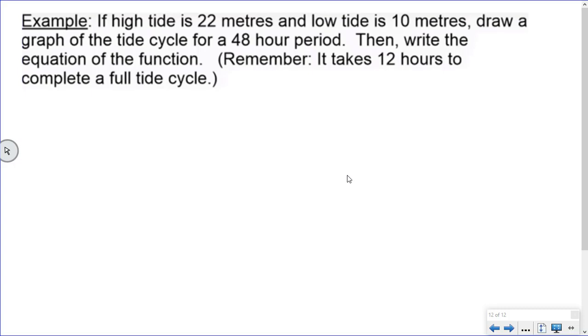Now I'm not going to have a graph that has a k value of 0. I'm going to have a graph that has a k value that's right in between the 10 and the 22, because the 10 is my low and the 22 is my high. But again, a 48-hour period means that we're looking for 4 full periods of my graph.